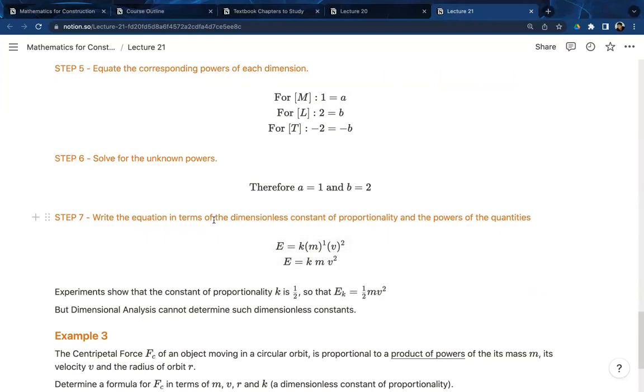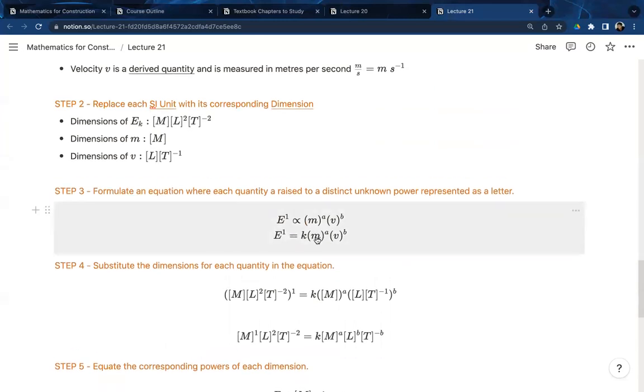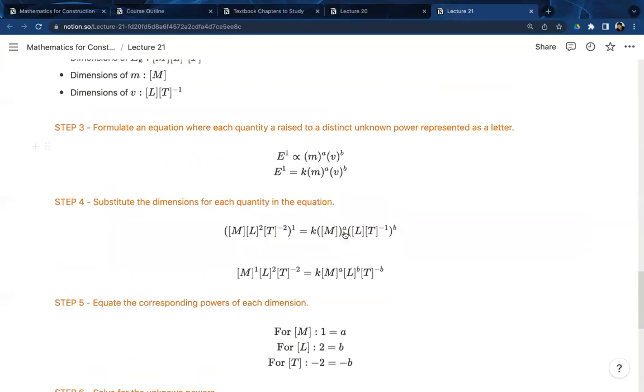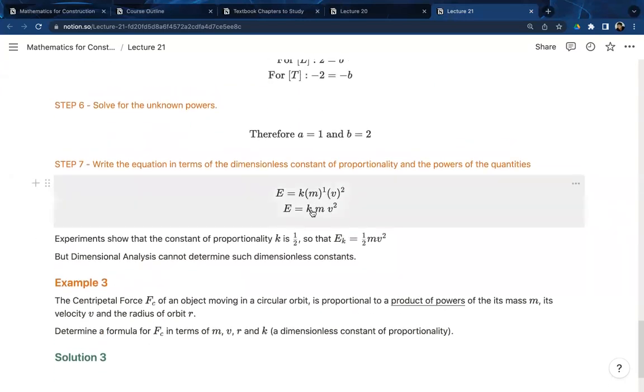And then write the equation in terms of the dimensionless constant of proportionality K and the powers of the quantities, right? So M is raised to the power 1, because that's where M was, right? Remember, M is raised to the power A, V is raised to the power B. So A is 1 and B is 2. So there's MV squared. KMV squared, right? So this is the equation we determined. They ask us to find the equation. The equation is E equals KMV squared. And it was kinetic energy.